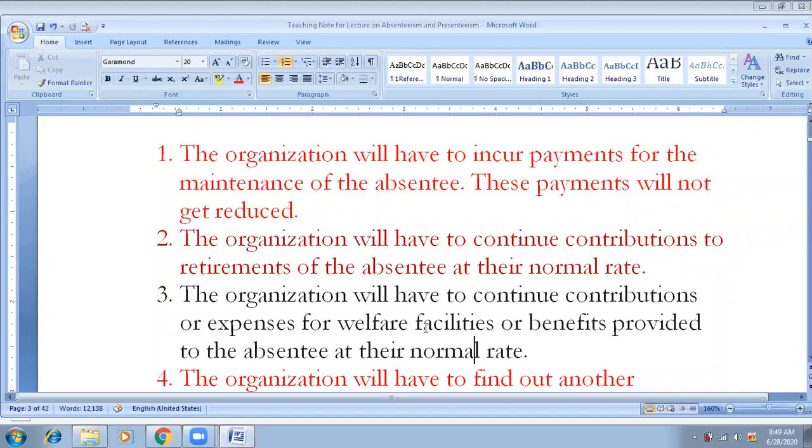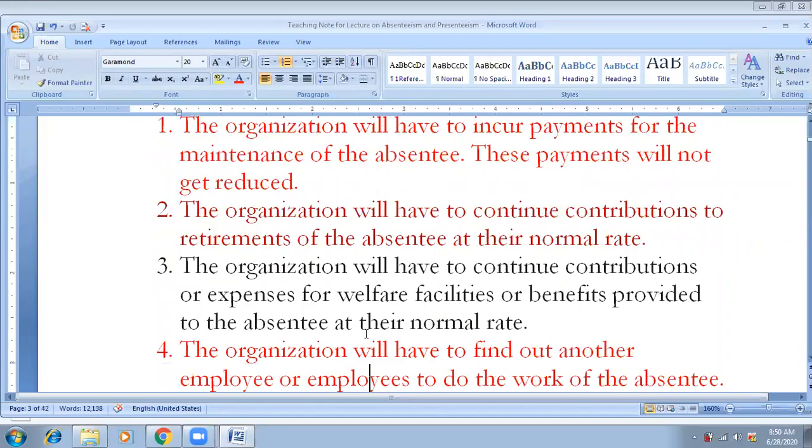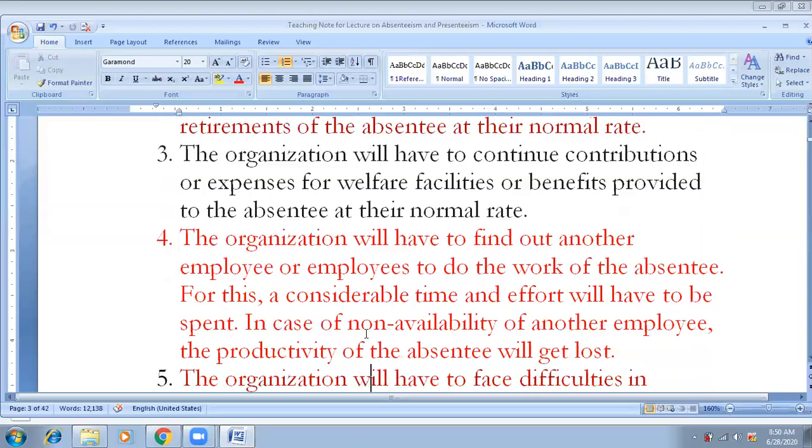And then the company bears the cost of a certain amount of meal fee. All these things are occurring, but the employee is absent. That is also a cost. Then the organization will have to find another employee or employees to do the work of the absentee. If seven employees are absent, then seven employees will have to be found to replace those seven people who are absent.